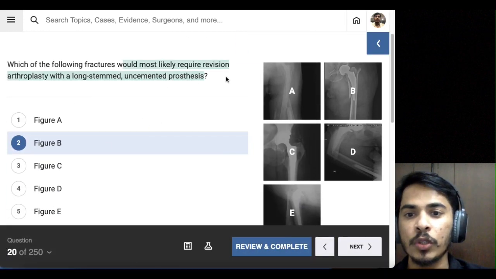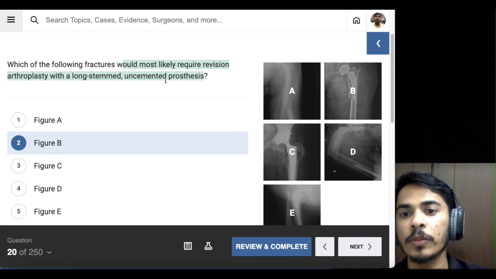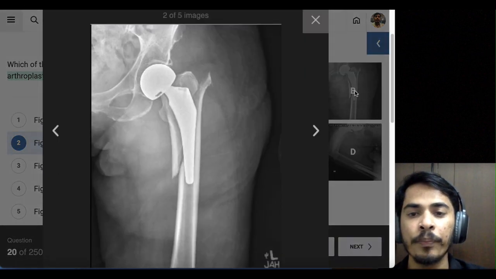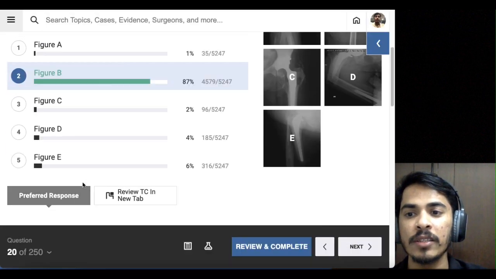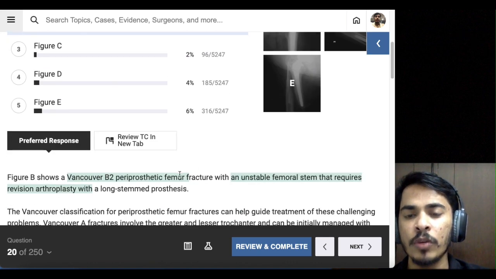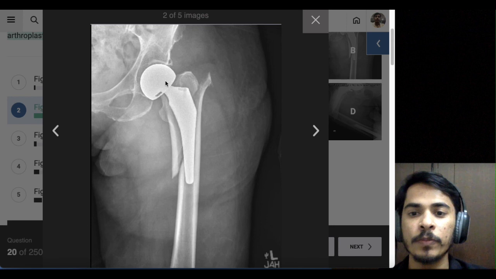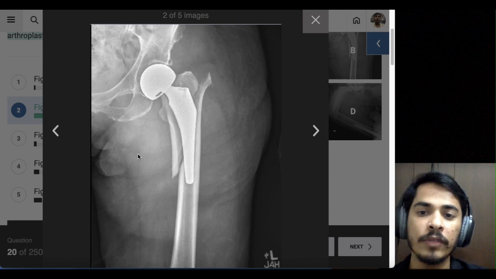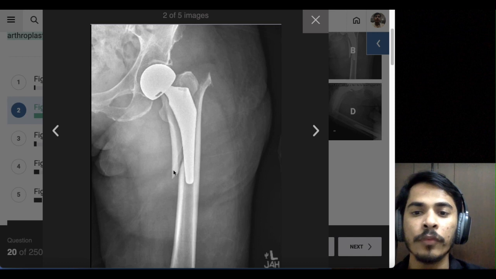In this one also, revision arthroplasty with a long-stemmed uncemented prosthesis is indicated in type B2 Vancouver classification. This is the B2 Vancouver classification. So the answer is Vancouver B2. Here there is proximal bone stock, so we can go for a long uncemented revision on the femoral side. But if there is no proximal femoral bone stock, we have to do an allograft reconstruction, or we have to do proximal femoral replacement surgery.